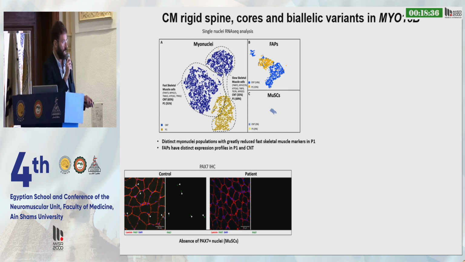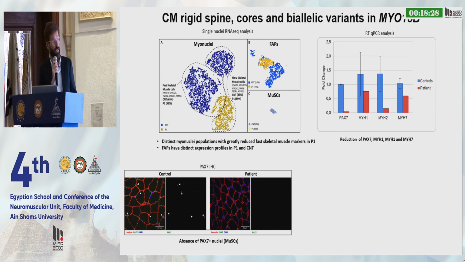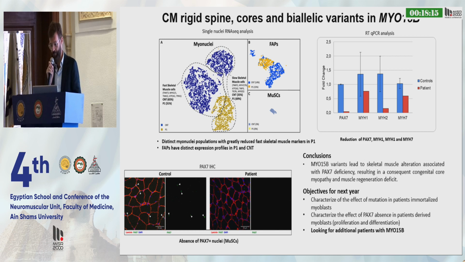We confirmed this with immunohistochemistry. Here you have the red dots that are the PAX7 cell. In the patient we did not find any, so we can conclude that in this patient we have a reduction of satellite cells that is probably linked to the early onset phenotype of the patient, but we also have an alteration in other genes.